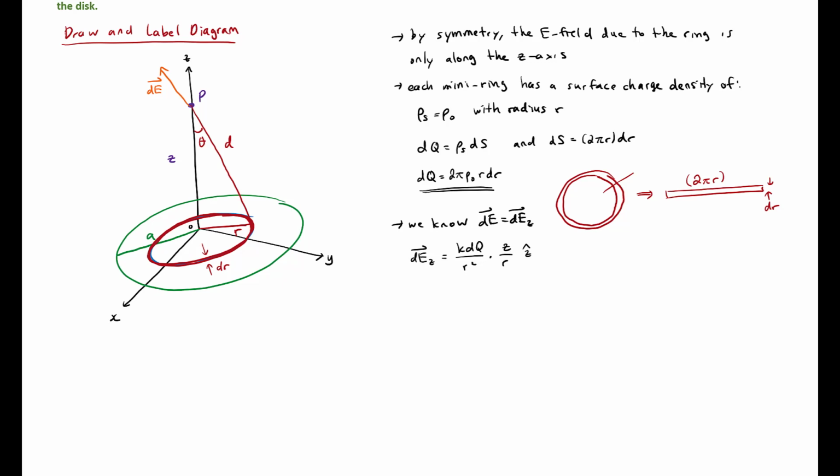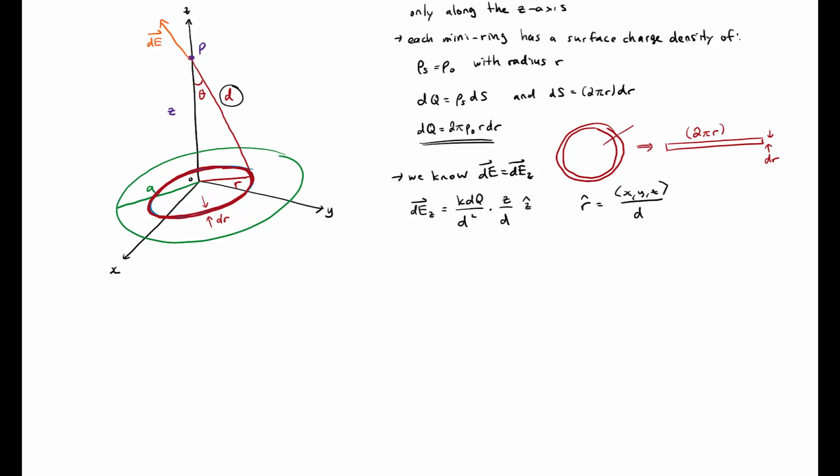The unit vector over here, k dq over r, this is not the radius of the disk. It's actually the distance from whatever we're looking at straight to the point. So we have to make sure we're using the correct quantity. So in this case, r is going to be equal to x, y, z, and d, which is the length of r.